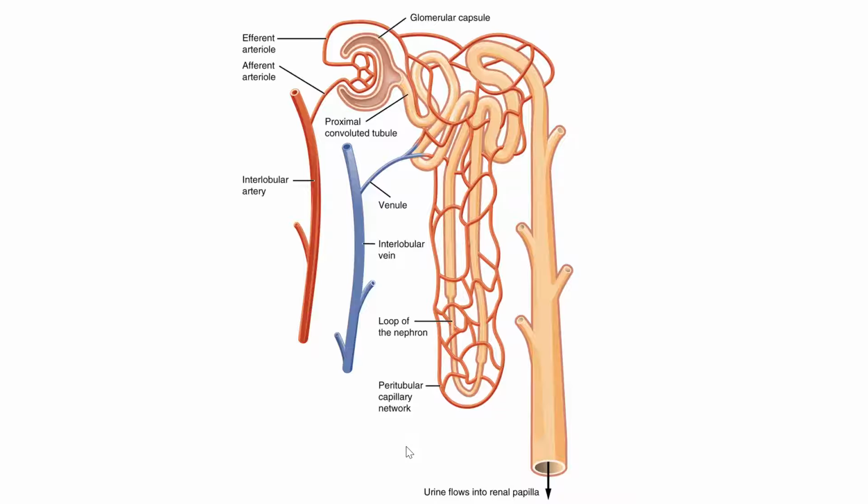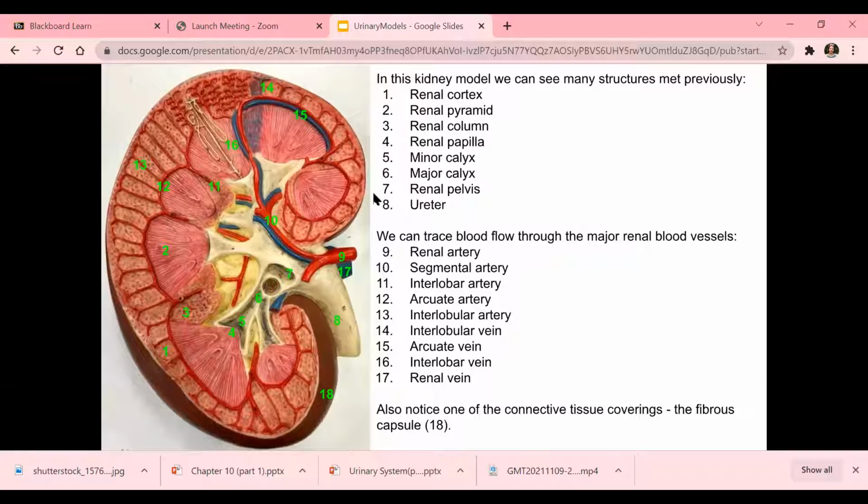Now about the blood vessels. If you look at this picture, you see that number 9 is called the renal artery. The renal artery comes to our kidney through the hilum. It makes several branches. The branches are called segmental arteries.